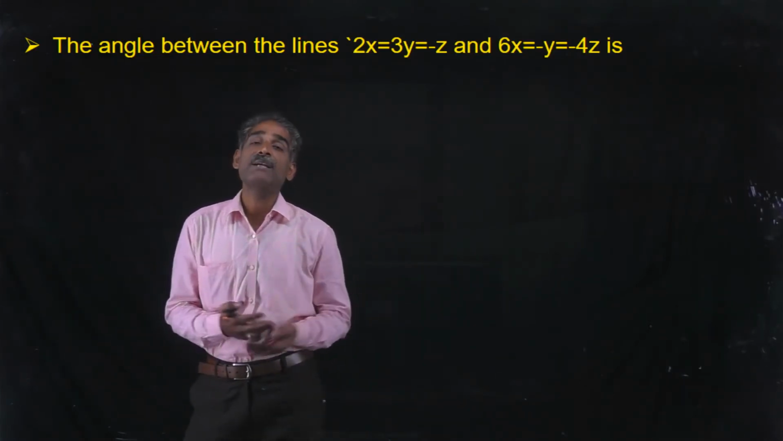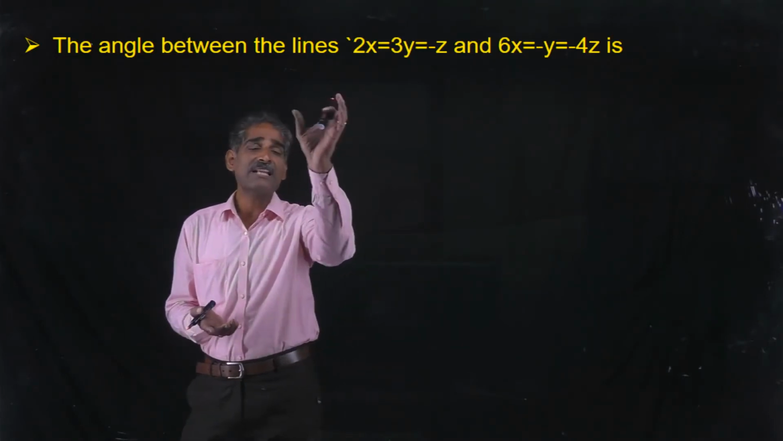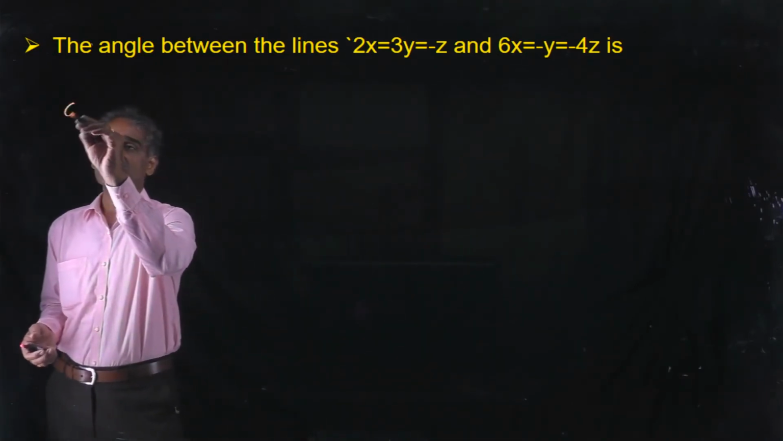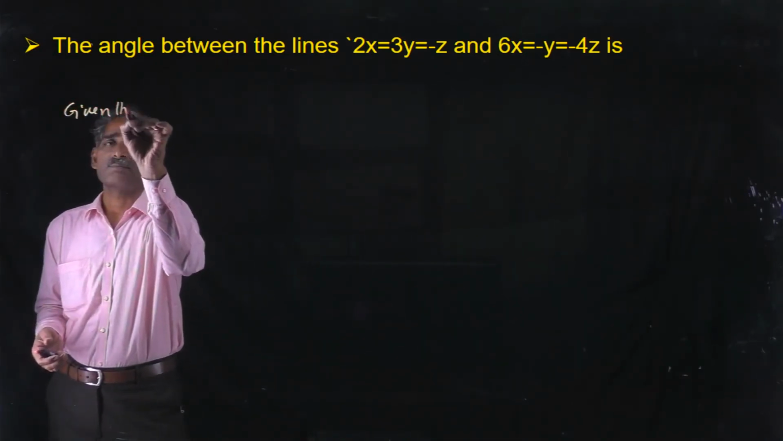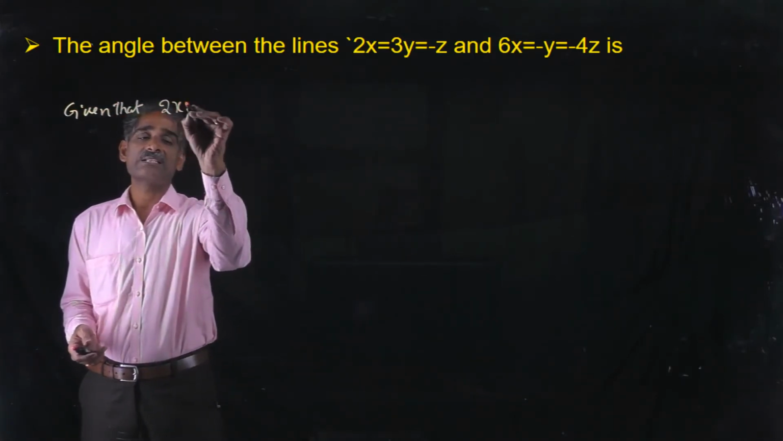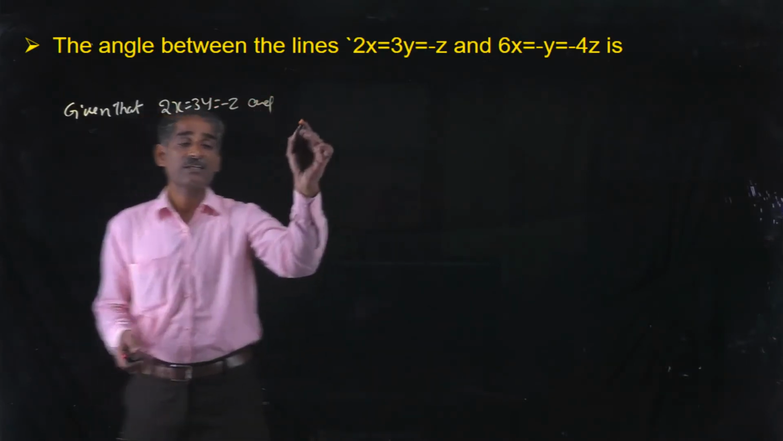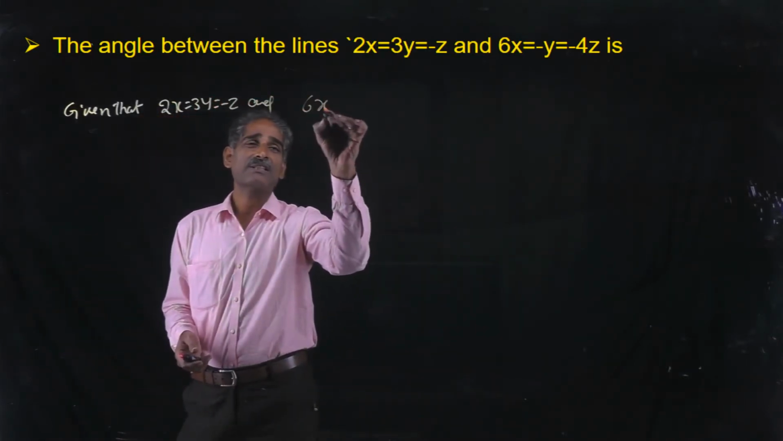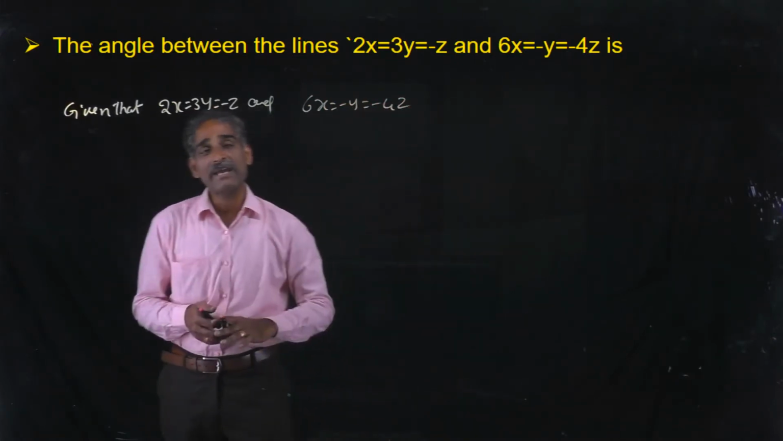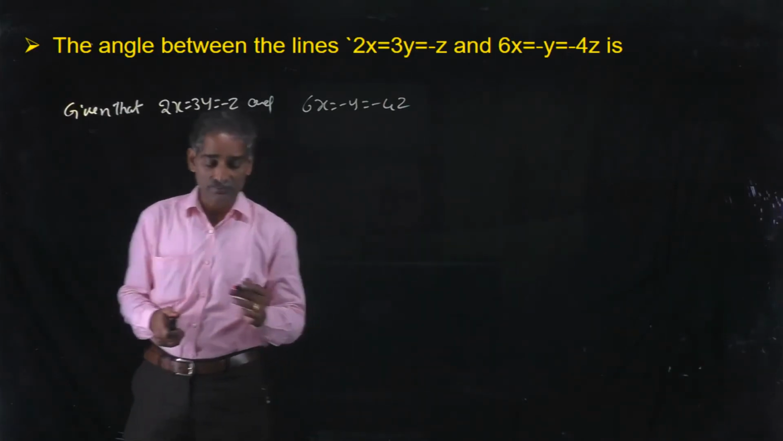The angle between the lines, but you have to just rearrange the equation. The first equation is given as 2x is equal to 3y is equal to minus z, and the second equation is 6x equal to minus y equal to minus 4z. We have to find the angle between these two lines. So first of all, bring them into the standard form of the line.